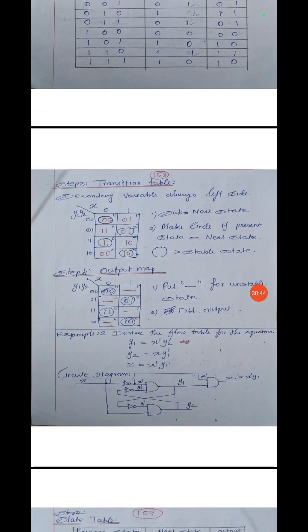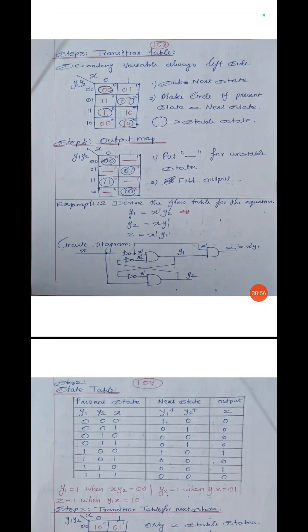Then you circle the stable state. When the present state and the next state are both the same, that is called a stable state. Then circle the stable state. Finally you have to draw the output map. The output map is only for the stable state, not for all states. So you give output for stable states and give a dash for unstable states.